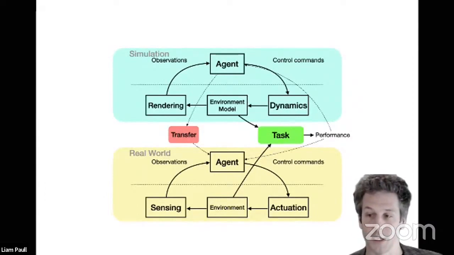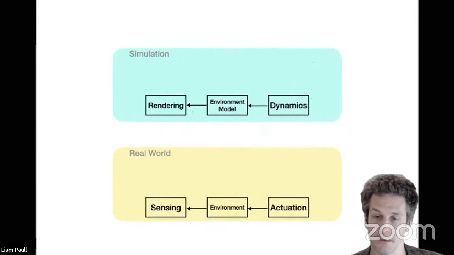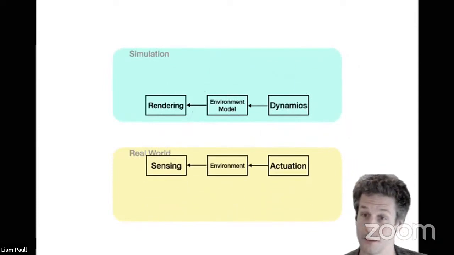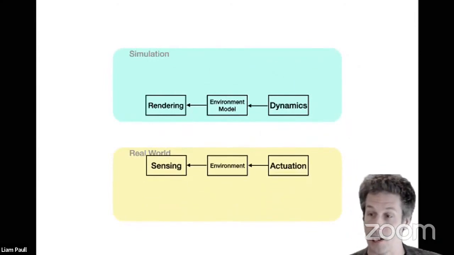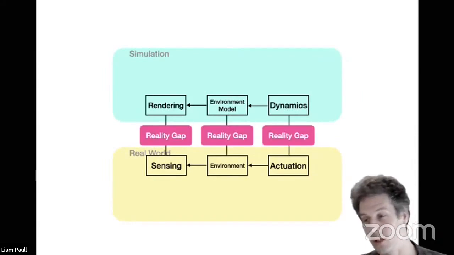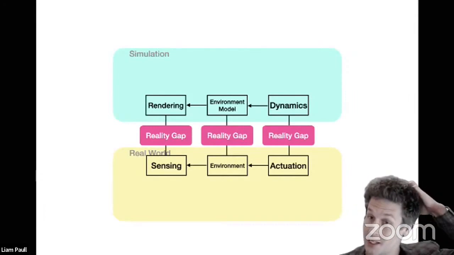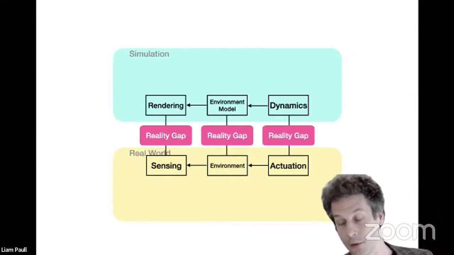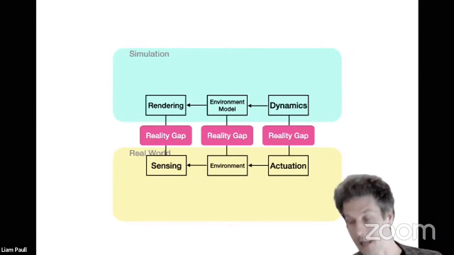Okay, so the issue in the case of this sim-to-real problem is that I argue there's actually a reality gap that is induced in each single one of these equivalences. The actuation and the dynamics are going to be imperfect. The model of the way that things exist in the world is going to be imperfect. And our rendering is not going to be exactly the way that it would be in simulation.